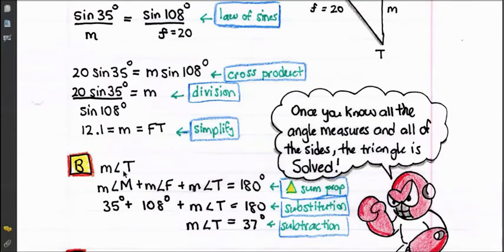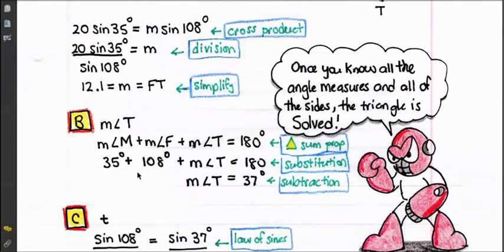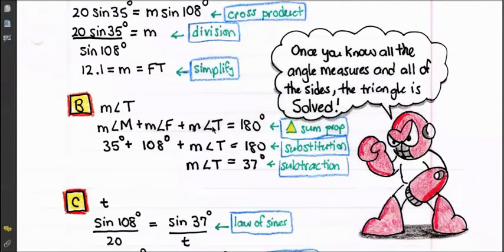Let's find angle T. Well, I know that the sum of all three angles in the triangle is 180 by the triangle sum theorem. And now I just substitute 35, 108, plus the measure of angle T is 180, and that makes angle T equal to 37 degrees.